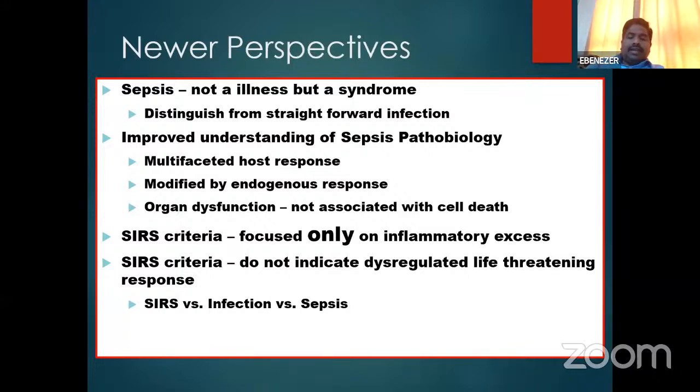And apart from that, if you look at SIRS criteria, it only focuses on inflammatory excess. For example, if you're looking at temperature, if you're looking at heart rate, there are so many conditions apart from infection, apart from sepsis, where this will be at a higher level. For example, a patient post-operatively can have a fever. That doesn't mean that the patient is in sepsis. A patient can have severe pain, which can manifest sometimes as tachycardia or sometimes as tachypnea when a major laparotomy surgery has been done. So SIRS criteria alone do not reliably identify infection or sepsis.